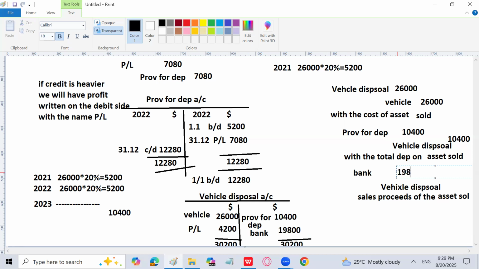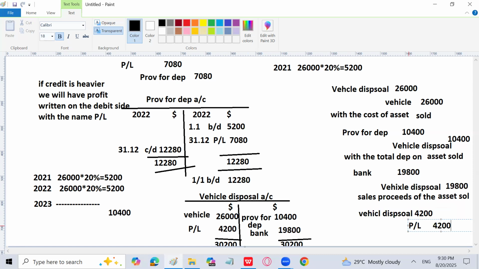We can pass the entry now. Bank debit 19,800 and vehicle disposal account credit 19,800. Now we have calculated the profit also because the credit side is heavier. Now we can pass the entry after the preparation of vehicle disposal account, and the entry will be that vehicle disposal account is debited with 4,200, right? किसकी वजह से बेटा? Because of profit and loss account. वो क्या हो जाएगा? Right हो जाएगा. So the last entry to record the profit on the sale of asset is vehicle disposal debit 4,200 and profit and loss account credit 4,200.